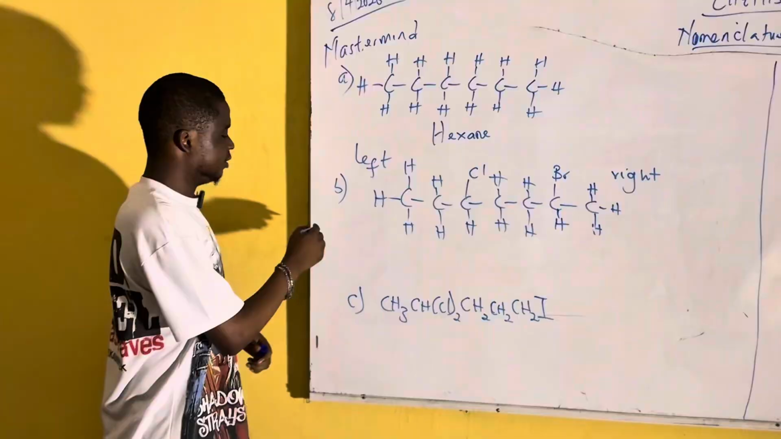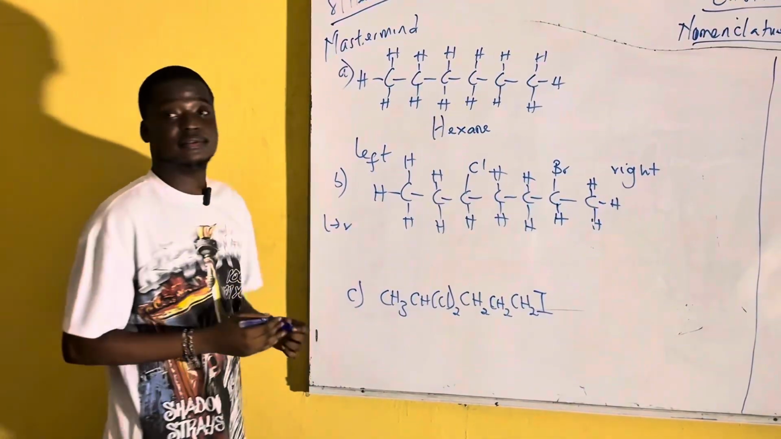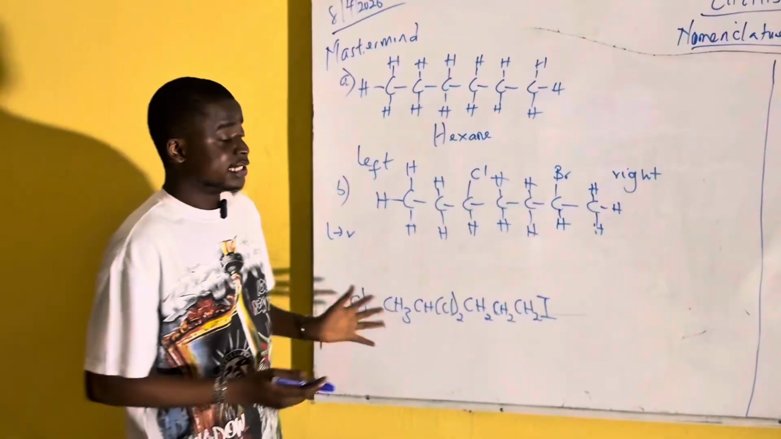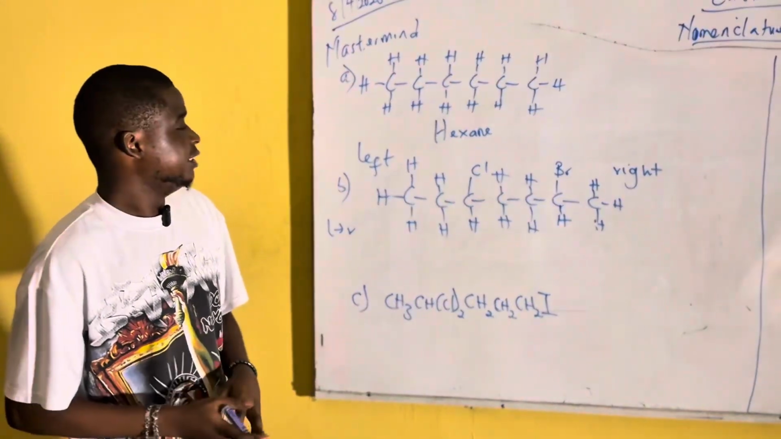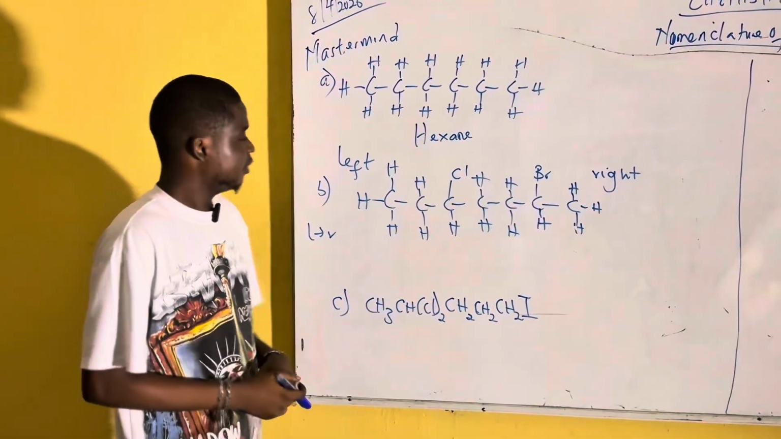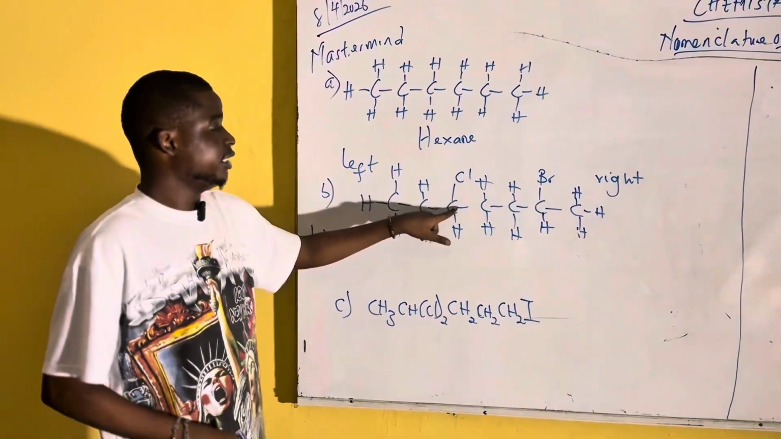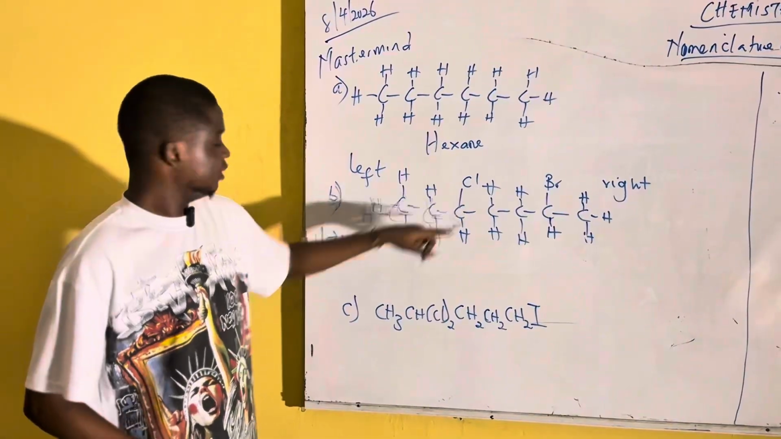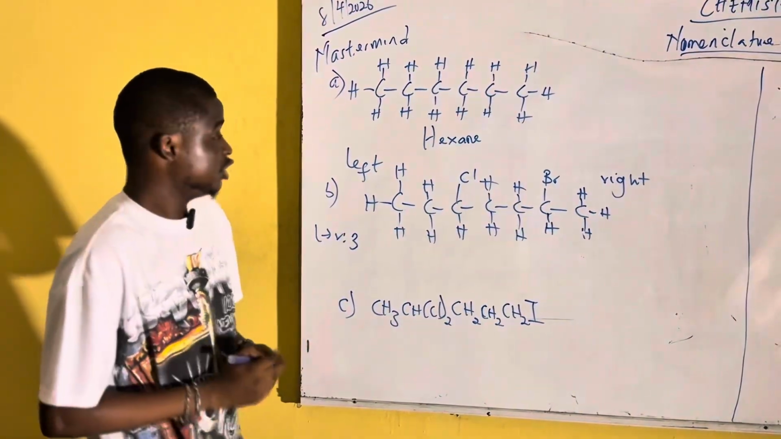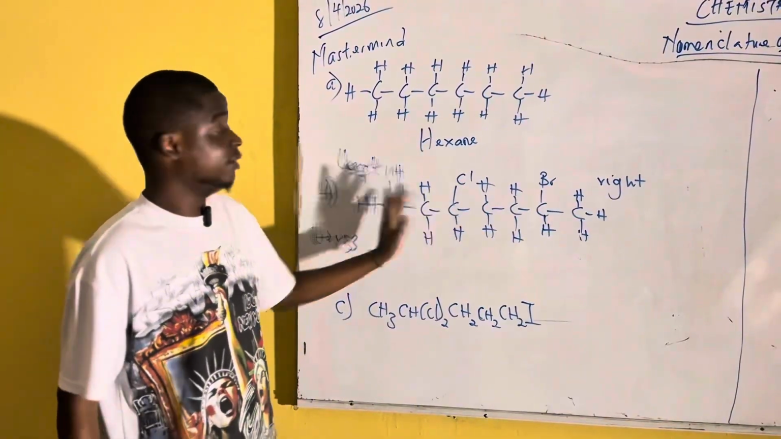Now, from left to right, let's count. What carbon is the chlorine and the bromine found on from left to right? So from left to right, we have 1, 2, 3. The chlorine is on carbon 3, so you write it out. Carbon 3 shows the carbon that the chlorine is attached to. That's from left to right.